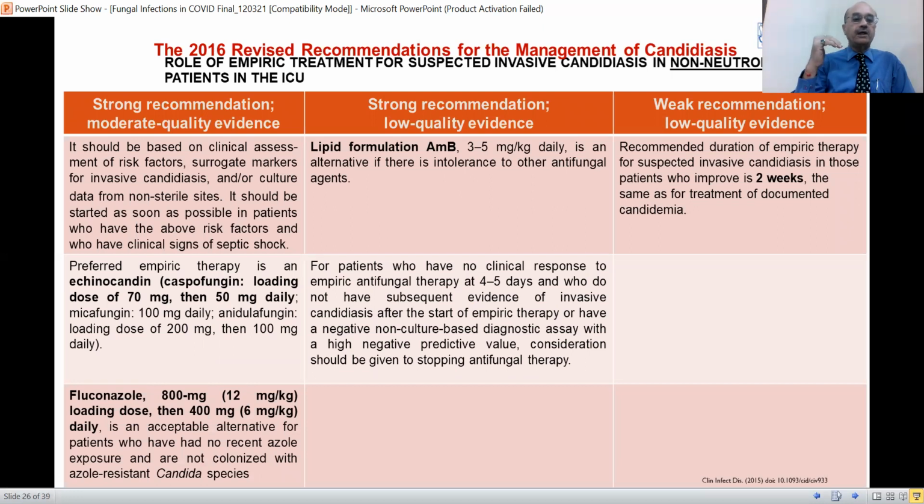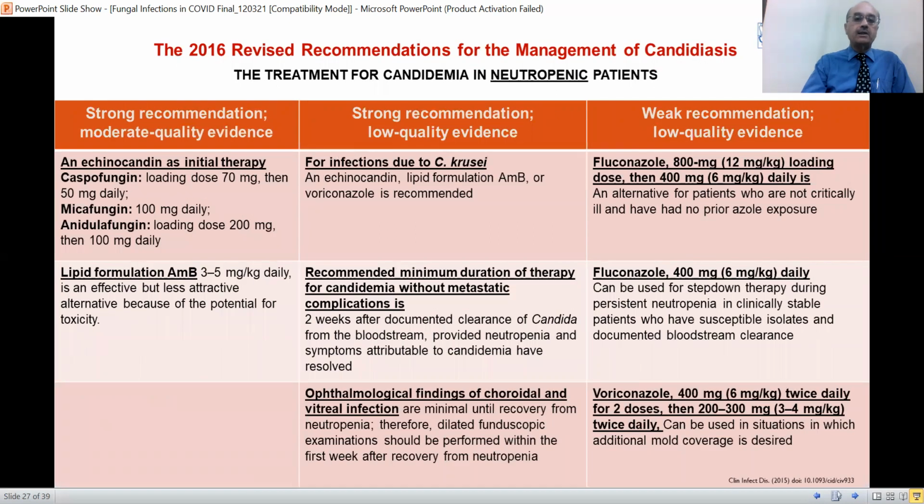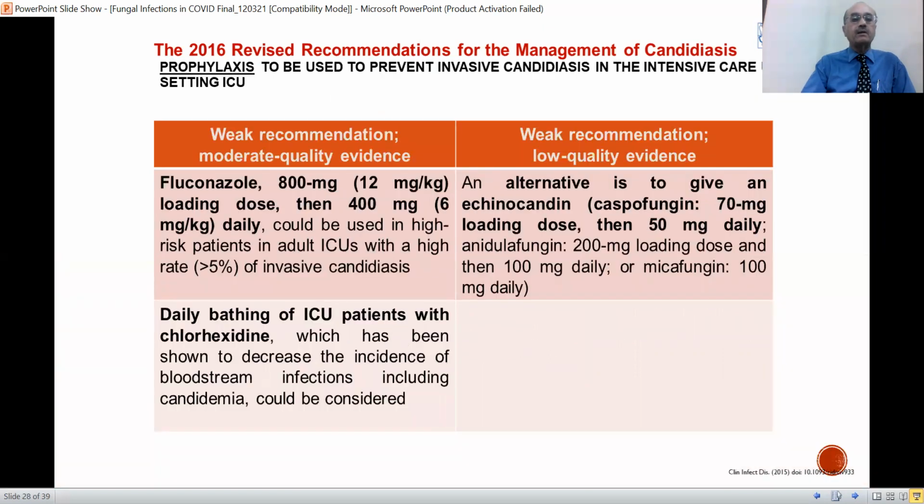An acceptable alternative to echinocandins can be fluconazole in the dose of 12 milligrams per kilogram body weight, usually 800 milligrams as loading dose, then 400 milligrams on a daily basis, that is 6 milligrams per kilogram body weight. This is given to those patients who had no recent azole exposure and who are not colonized with azole-resistant Candida species. Again, the lipid formulation of amphotericin B is an alternative if these are not possible to be given. But the drug of choice again is echinocandins or caspofungin.